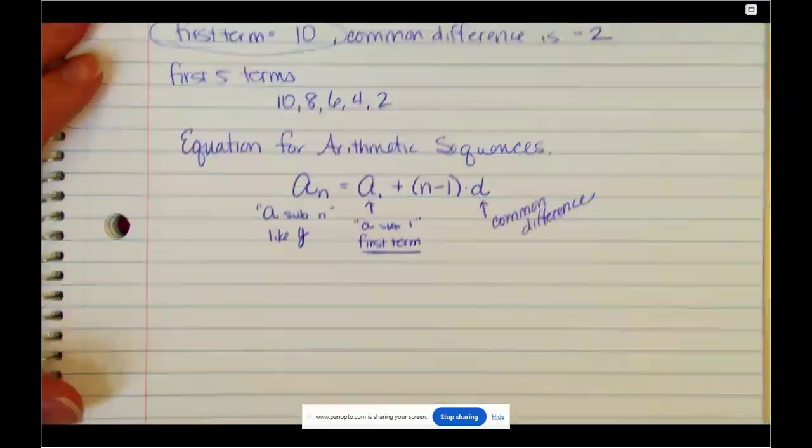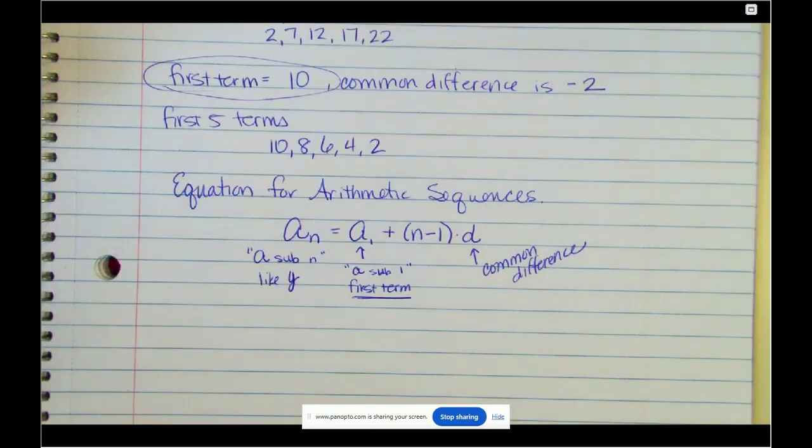Okay, so let's go to this one right here. Let's go to that one that we just did. So we're going to kind of work backwards up the page. I want you to write down A sub n. So the big A with the little n, please.